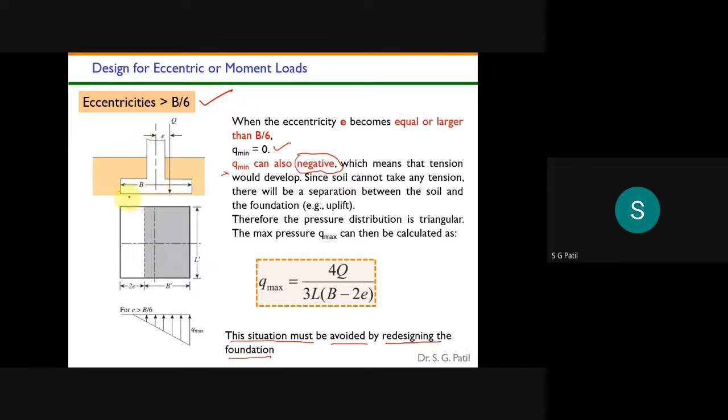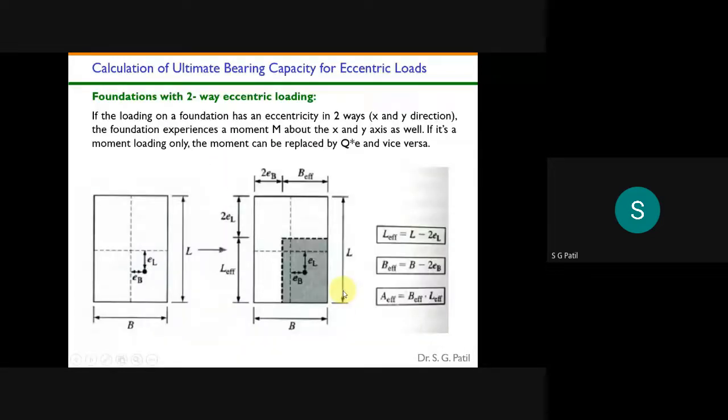Okay, so that's why that check we should do before designing, whether my Q max and Q minimum are positive, or whether you are getting any negative stresses. Once you do that check, then the procedure I will tell in the next slide.